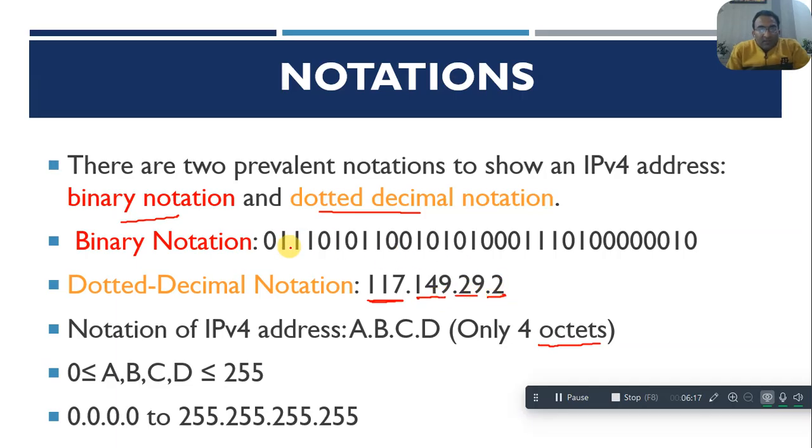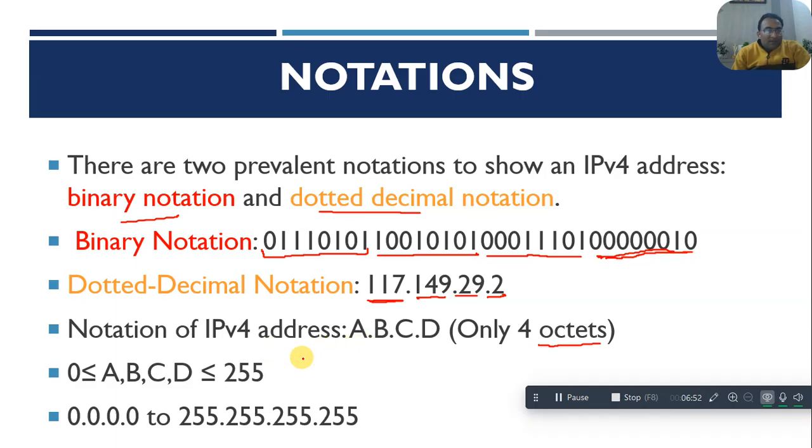Now see this binary format of the IP address: we have 8 bits, 1 2 3 4 5 6 7 and 8, then another 8 bits, 1 2 3 4 5 6 7 and 8, then another 8 bits, 1 2 3 4 5 6 7 and 8, then another 8 bits. So in total we have 32 bits, and each segment has 8 bits.